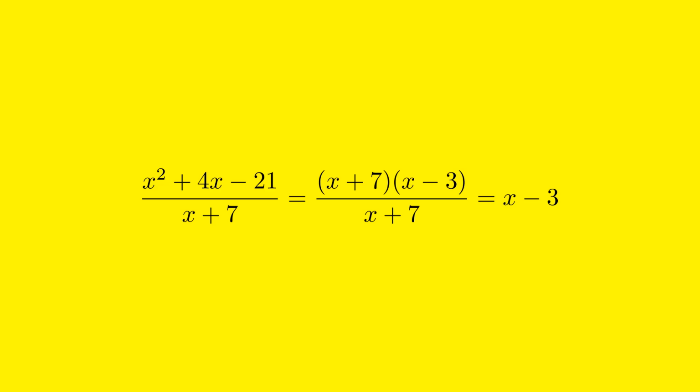Step 3. In this final step, we notice that we have successfully cancelled out the common factor in the numerator and the denominator, which is x plus 7. After cancelling out the common factor, we are left with the simplified expression x minus 3. This means that the given rational expression x squared plus 4x minus 21 over x plus 7 has now been reduced to its lowest terms, which is simply x minus 3. Thus, we have completed our problem-solving process and the rational expression is now in its simplest form.